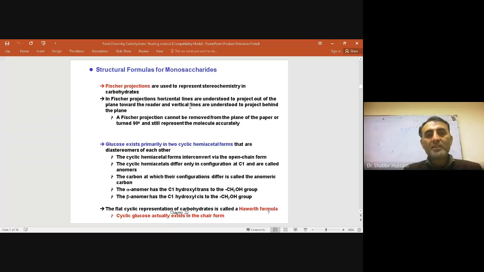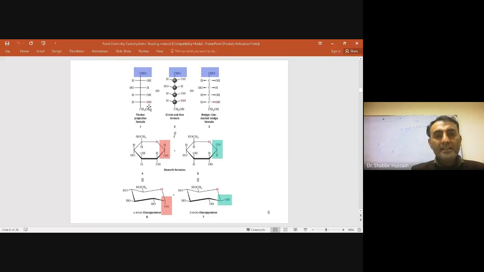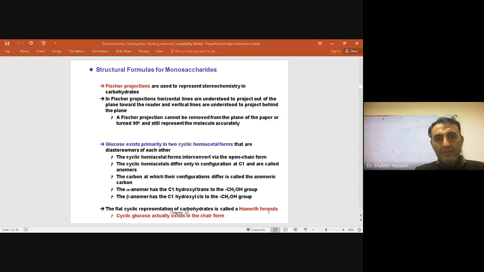So this Fisher projection is used to represent stereochemistry in carbohydrate. In Fisher projection, horizontal lines are understood to project out of the plane towards the reader. When you are writing on paper, there are 2 types of line. One is vertical line and another is horizontal line, right? So in Fisher projection, horizontal lines are understood to project out of the plane towards the reader की तरफ, and the vertical lines are understood to project behind the plane.